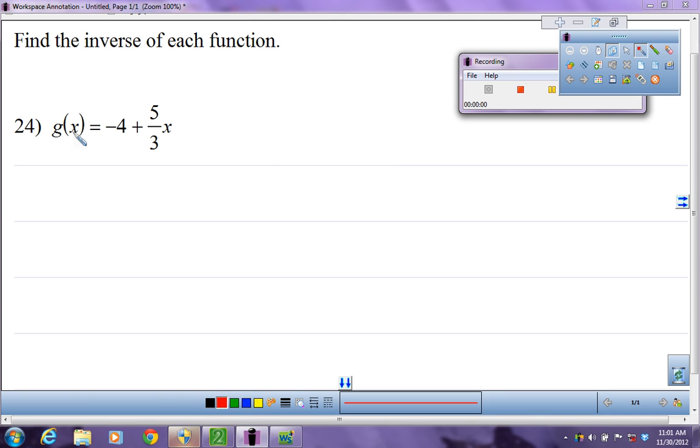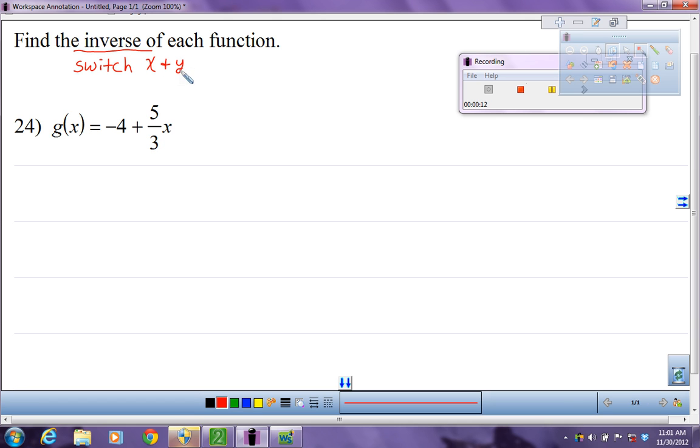Okay, this is one of those that has been giving you guys a lot of trouble. But again, inverse: to solve the equation, you're going to switch the x and the y. So we have to recognize who's the x and the y. And this guy, g of x, happens to be your y. And this x happens to be your x.